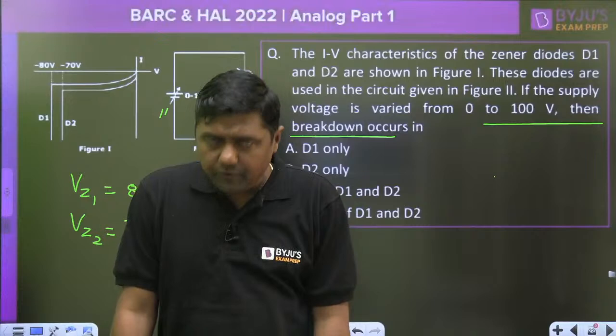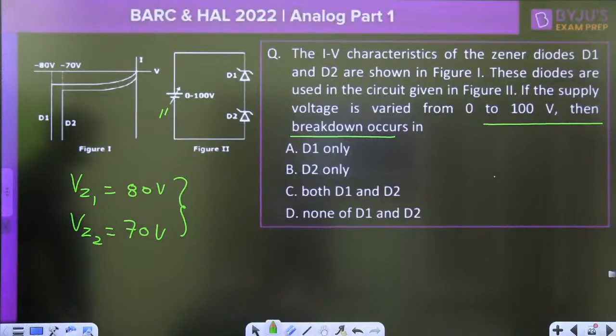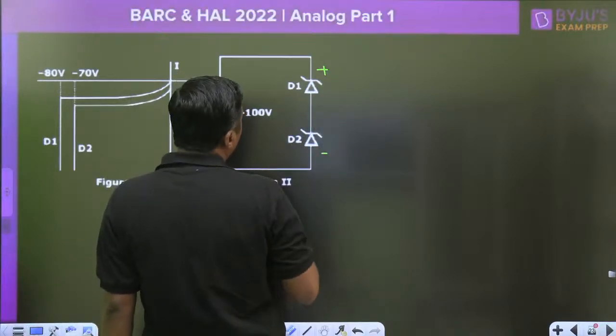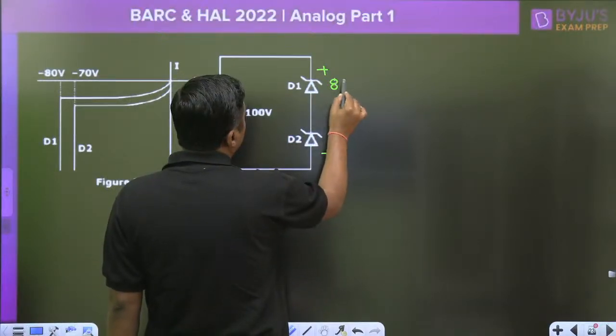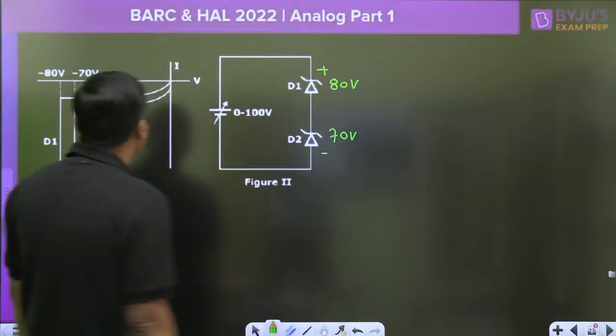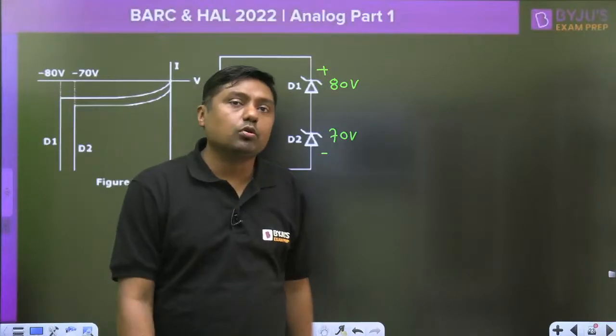But my dear friends, these two diodes are connected in series, right? And the total voltage required from this point to this point: D1 requires 80 volt, and this requires 70 volt. Watch the characteristics also. When I am increasing the voltage, continuously the voltages across both the diodes will increase and increase. So what is the maximum voltage? 100 volt.